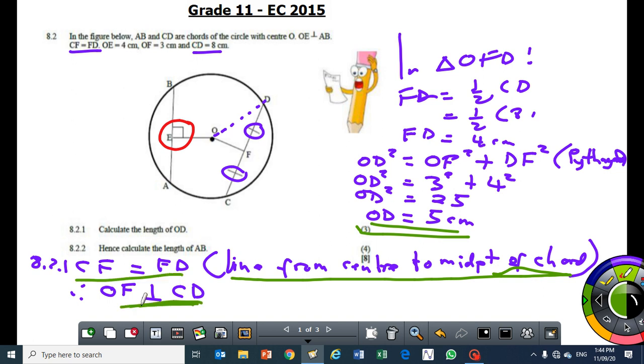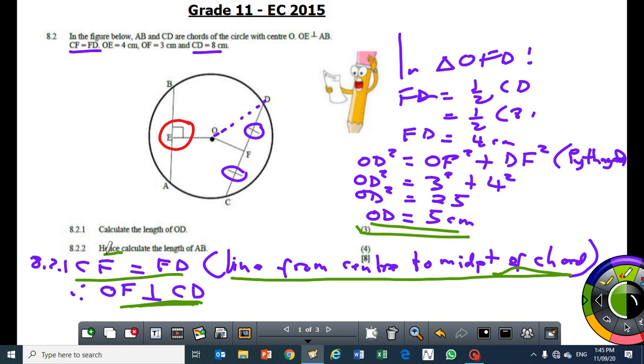Now we are along AB. We need to calculate the length of it. It says "hence." See this? Hence. The word hence here means the answer that you got in the previous question, you need to use it to do this one. That's what the word hence means. From the result you got in the previous question, use that to get this question.